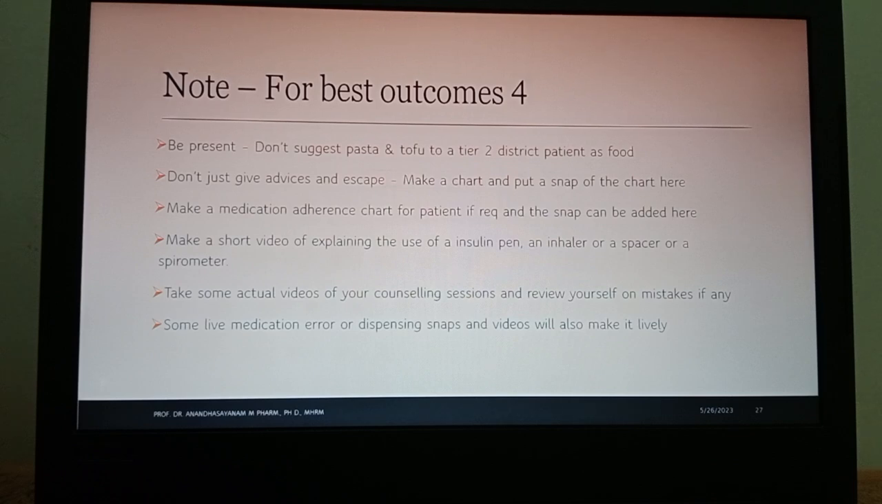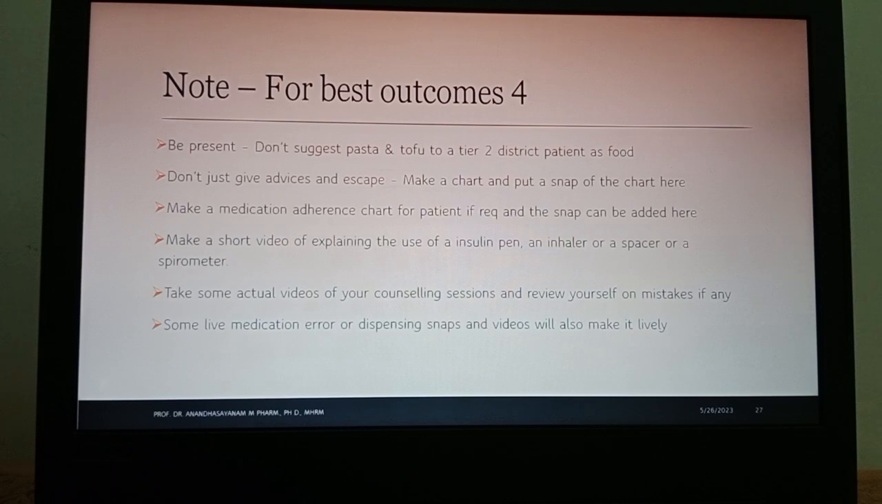Right, here it is not available in the two-tier districts, right? So we need to understand what is available. Don't suggest something which is not practical. Don't just give advices and escape. Make a chart and put a snap of the chart over here. Make a medication adherence chart for the patient if required, and the snap can be added here.